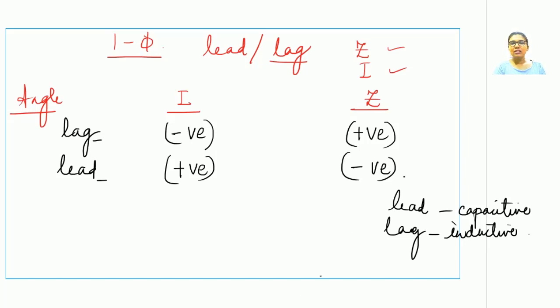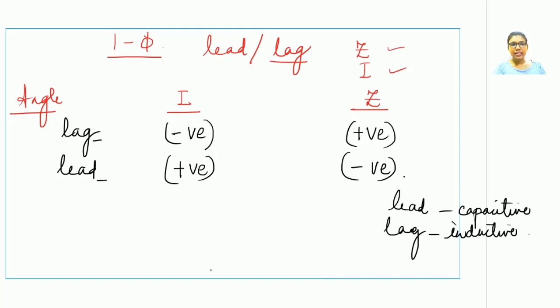Now, why is this thing important and why are we discussing this right now? The reason is, the way we had solved the single phase numericals, we will be solving the three phase numericals in a similar fashion, but there will be a single difference.